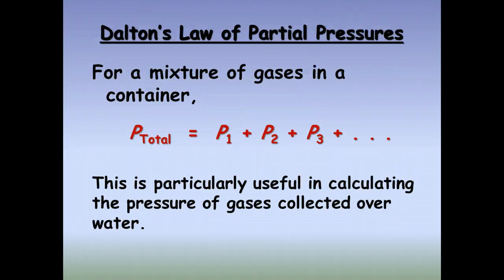Dalton's law of partial pressure is the last kind of problem we're going to work through. Dalton's law of partial pressure says for a mixture of gases in any container, the total pressure is equal to the sum of the individual gases. So this is used mostly when we're talking about pressure of gases collected over water. So that concludes it for this chapter. We will talk to you guys in class. Thanks.